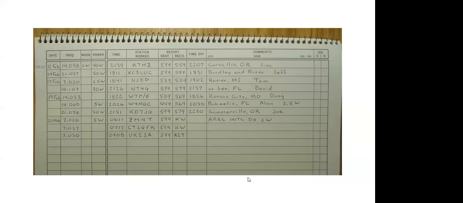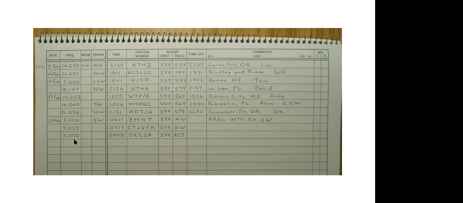This is my log. You can see that I worked ZM4T at 0611 UTC, which is 1:11 a.m. Eastern Standard Time, CT1GFK at 0717 UTC, which is 2:17 a.m. Eastern Standard Time, and VK2IA at 0908 UTC, which is 4:08 a.m. Eastern Standard Time. Notice VK2IA's frequency.